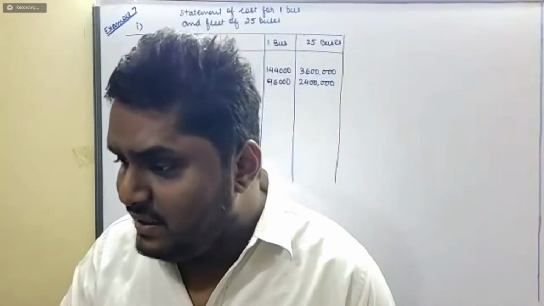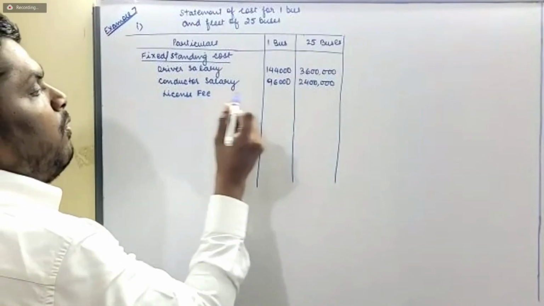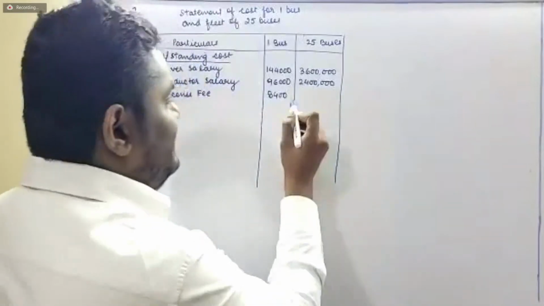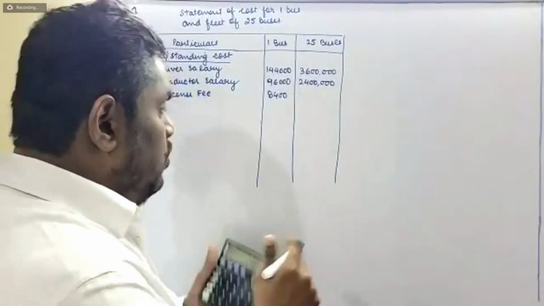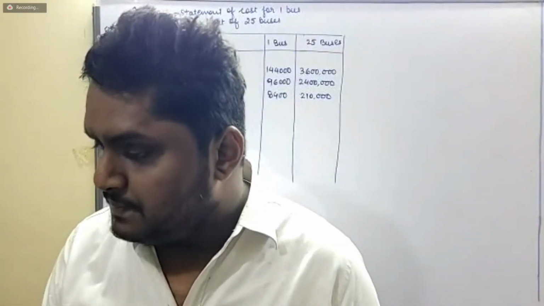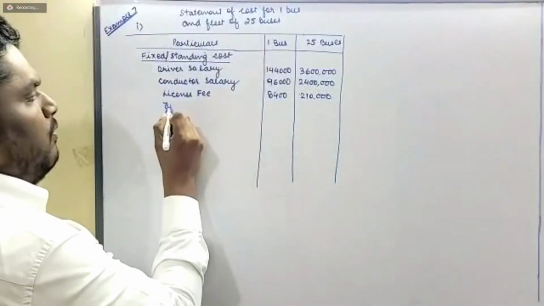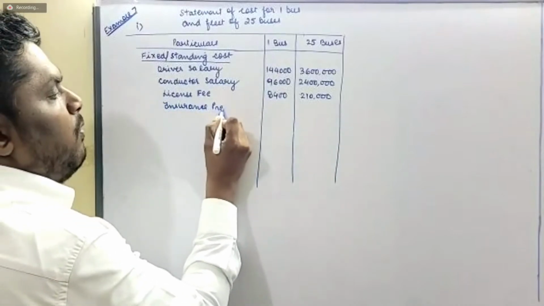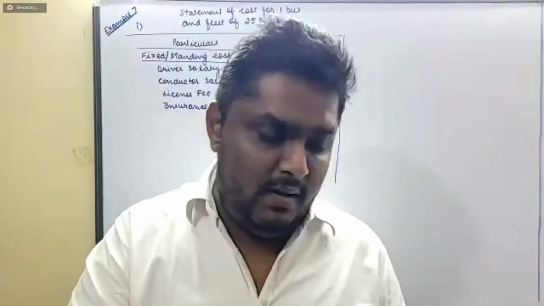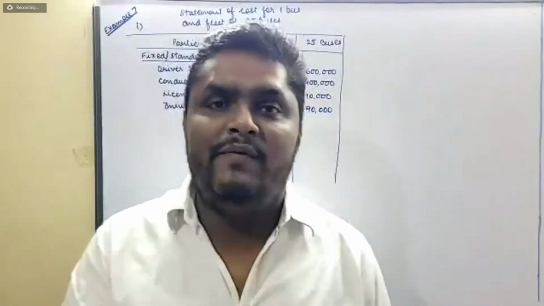For the license fees and taxes are 8,400 per bus per annum. So 8,400 into 25, 2,10,000 will be for all the 25 buses. Now, insurance premium is again per bus per annum 15,600. So 15,600 into 25, that is 3,90,000 will be for 25 buses.